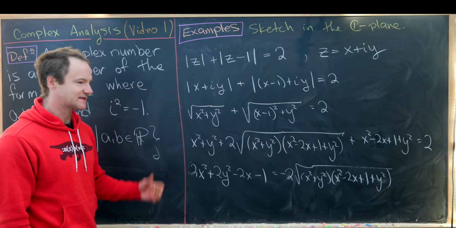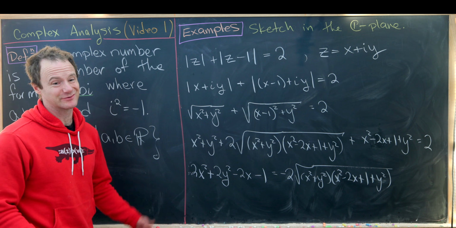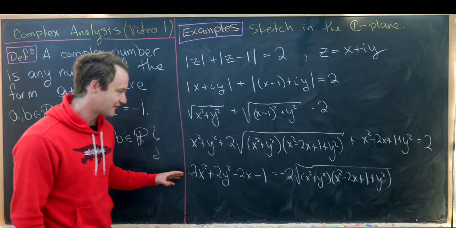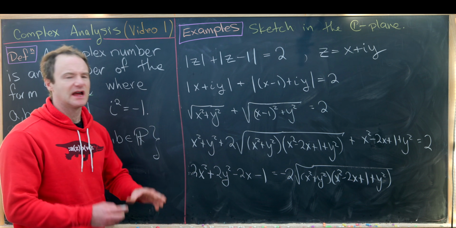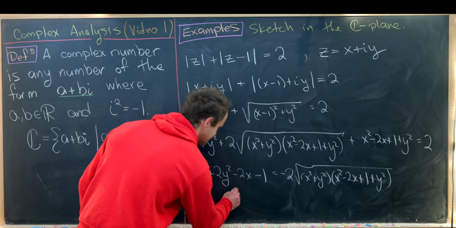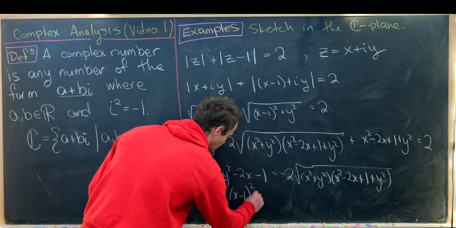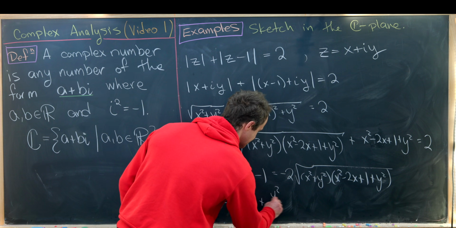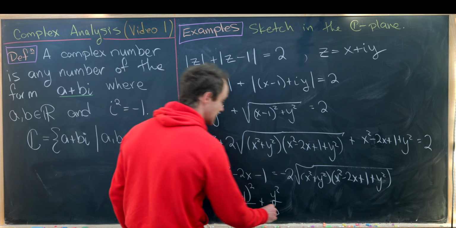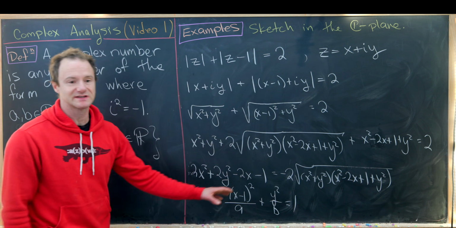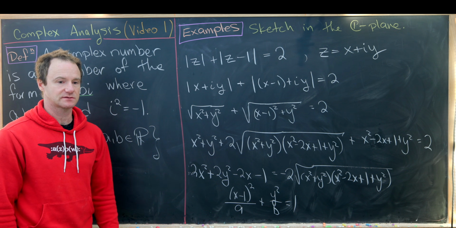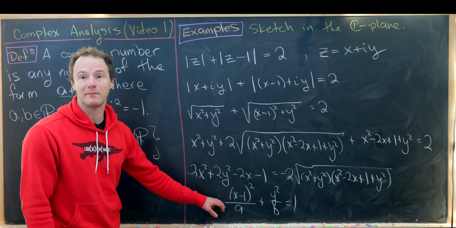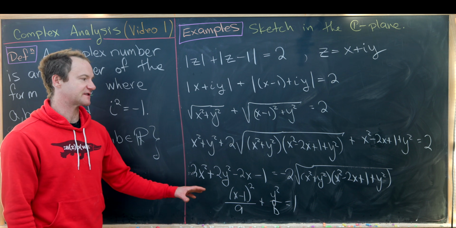And now from here, I'll skip a couple of steps, and that's just because they're really not super fun. But what you can end up with after squaring both sides and then collecting terms is something that looks like x minus 1 squared over something, which I'll call a, plus y squared over something, which I'll call b, is equal to 1. In other words, this is the equation of an ellipse. So maybe as a little warm-up or homework exercise, go from this step to making it look like this, just to convince yourself that this is right.